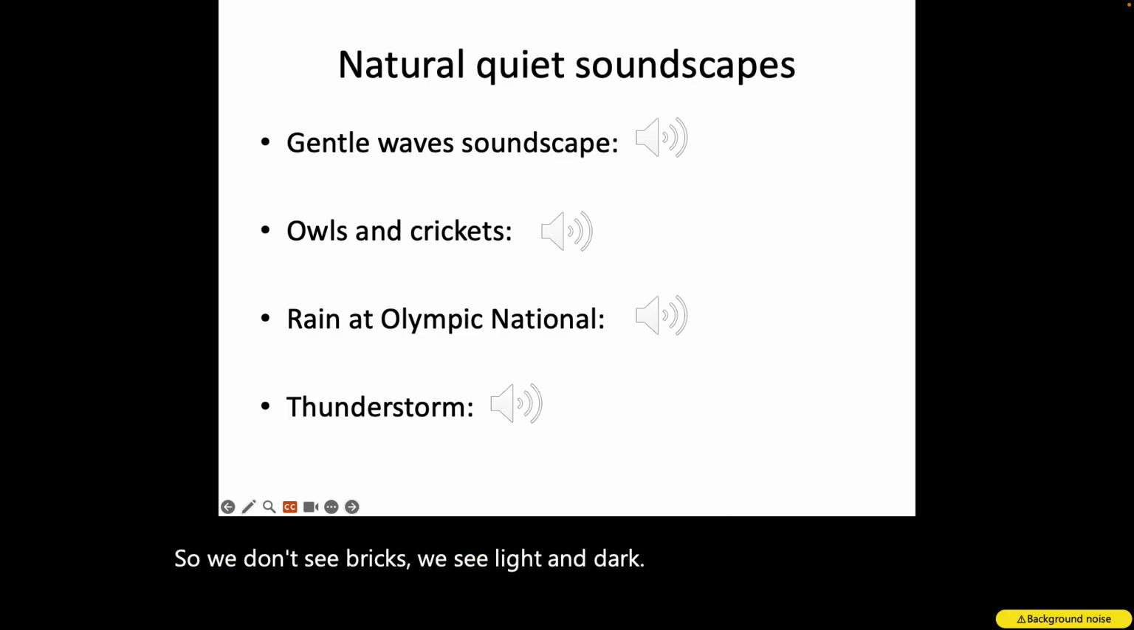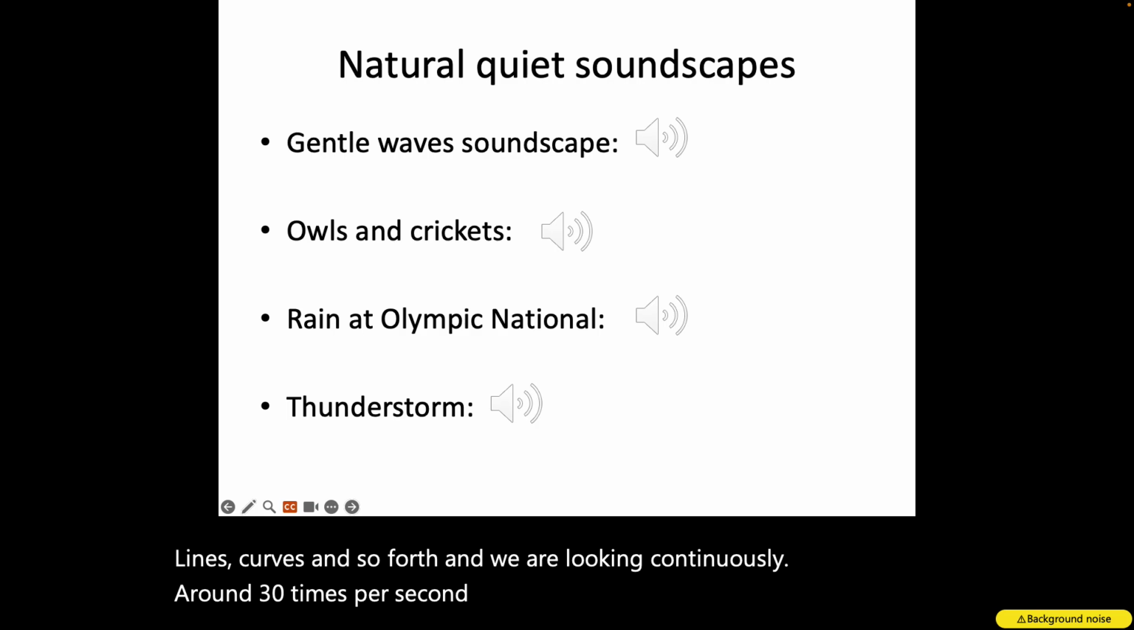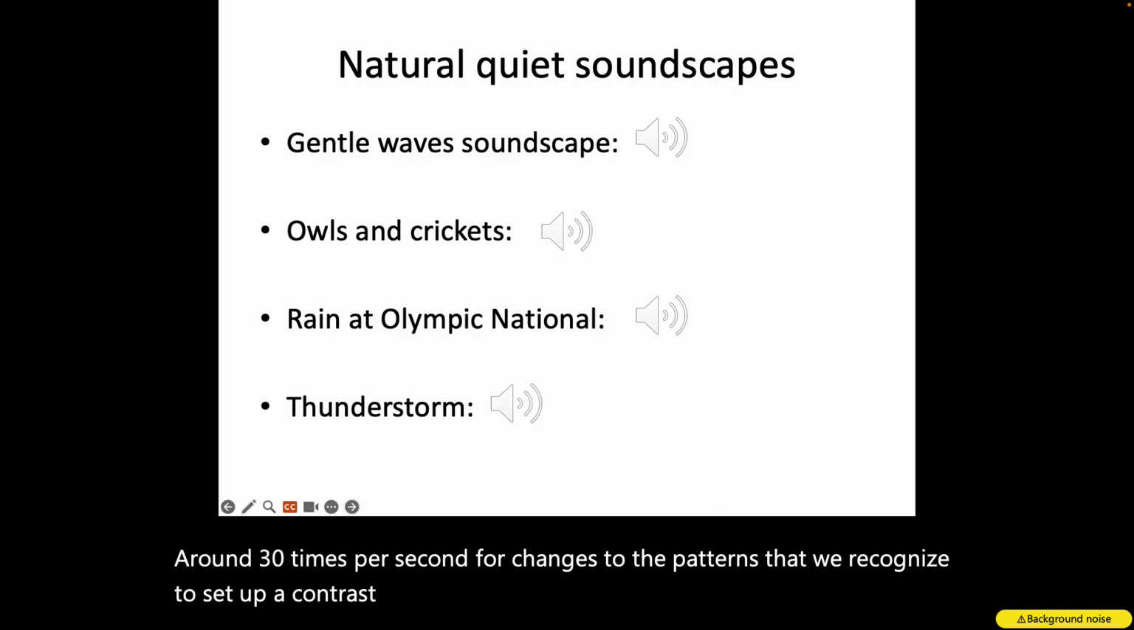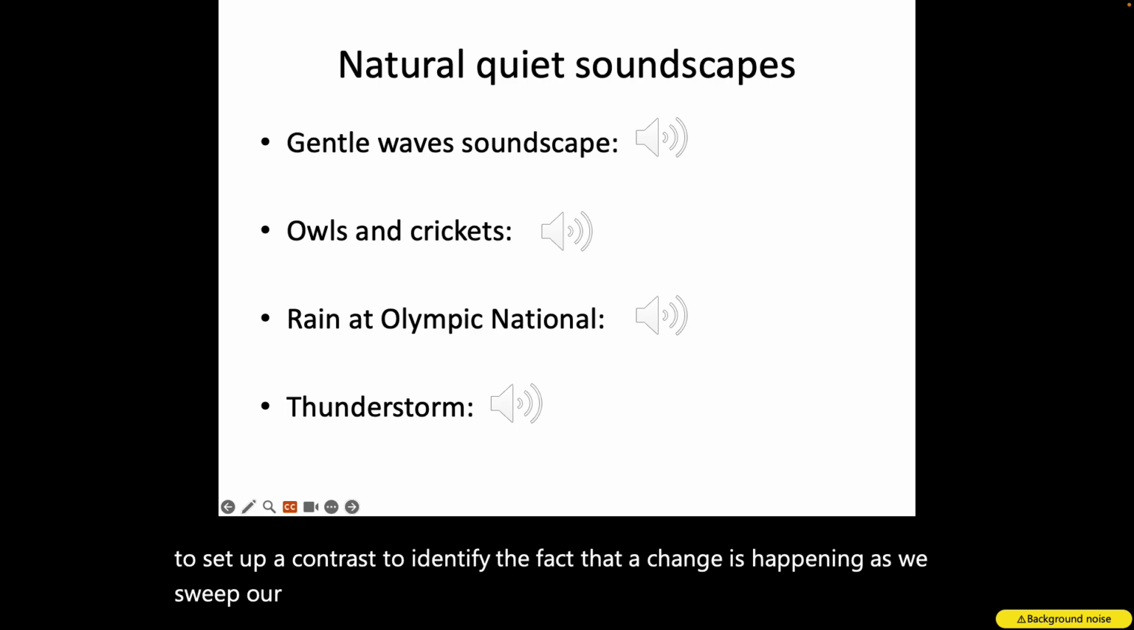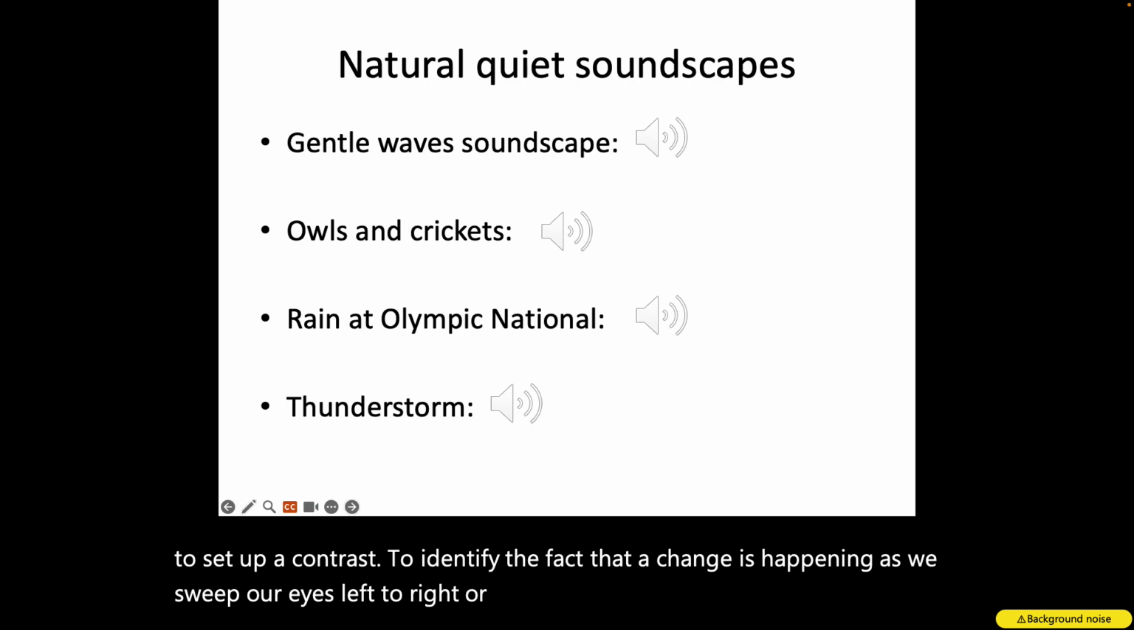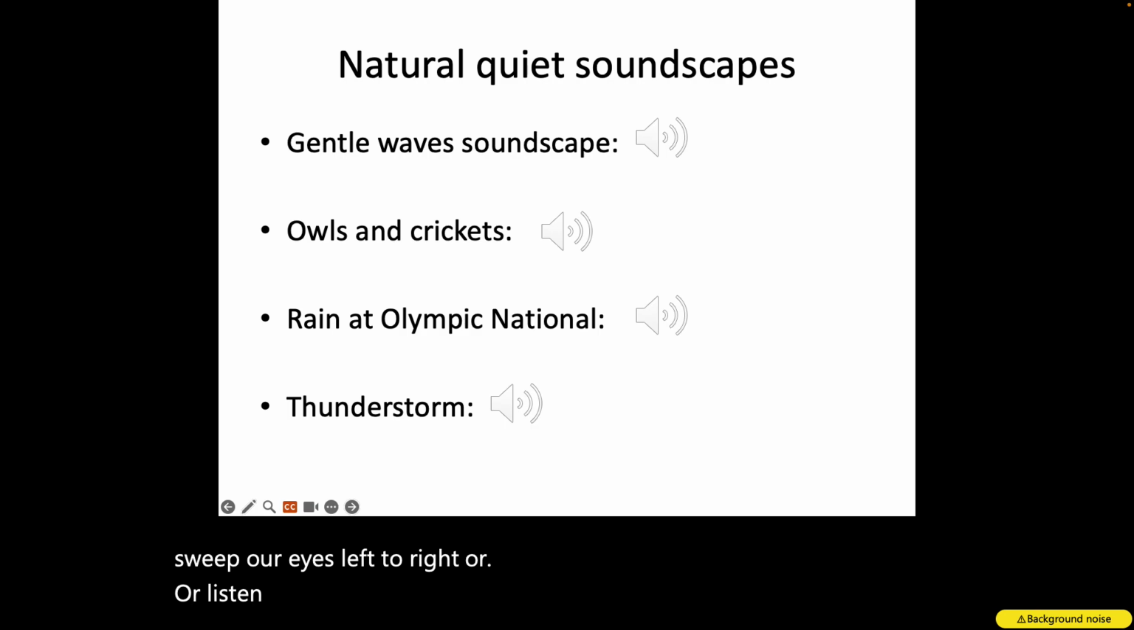lines, curves, and so forth, and we are looking continuously around 30 times per second for changes to the patterns that we recognize, to set up a contrast, to identify the fact that a change is happening as we sweep our eyes left to right, or listen to a super dirty trap song right before the bass drops or something like that.